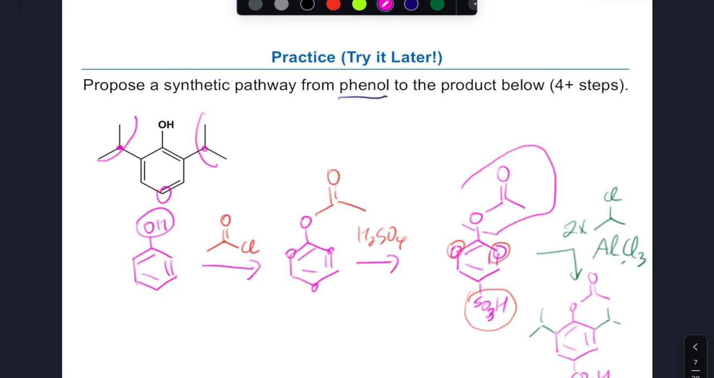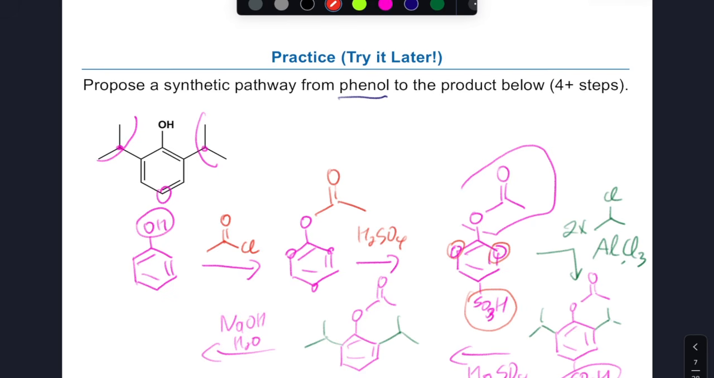So now we just have to unblock it. Under weak dilute H2SO4 in water, we can desulfonate. So our O-acyl and our two isopropyl groups. And then finally we can go through this next step. This would be like a saponification. You can imagine under acid or base conditions, but let's say we take sodium hydroxide and water and methanol or something like that. That will get us to our final product where we lose the acyl group.